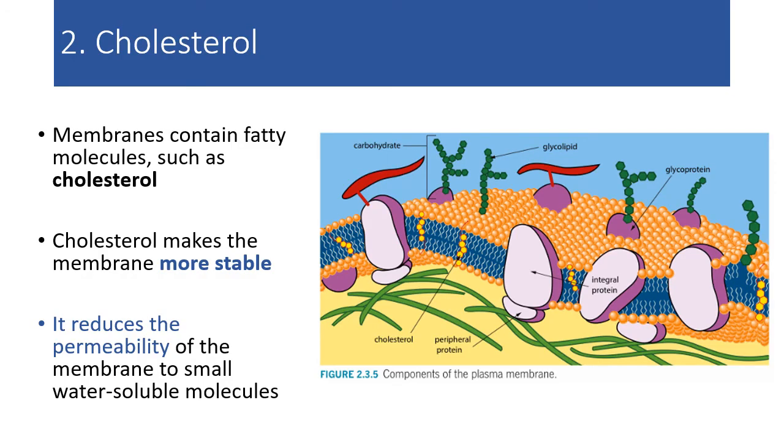Next, we have cholesterol. Now, if we look at the diagram on the right, we can see cholesterol has been identified here. It's this yellow structure, and you can see that they're spread out, and they might be located in the top part of the bilayer, or the bottom part of the bilayer. And what the cholesterol does is make the membrane more stable, so less likely to lose its structure. It also reduces the permeability of the membrane, and what this means is it makes it more controlling for which specific water-soluble molecules are able to cross, and it's quite an advantage to the membrane.